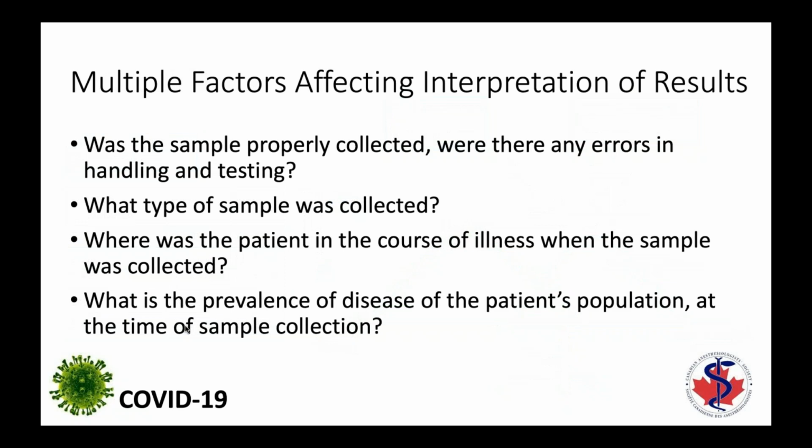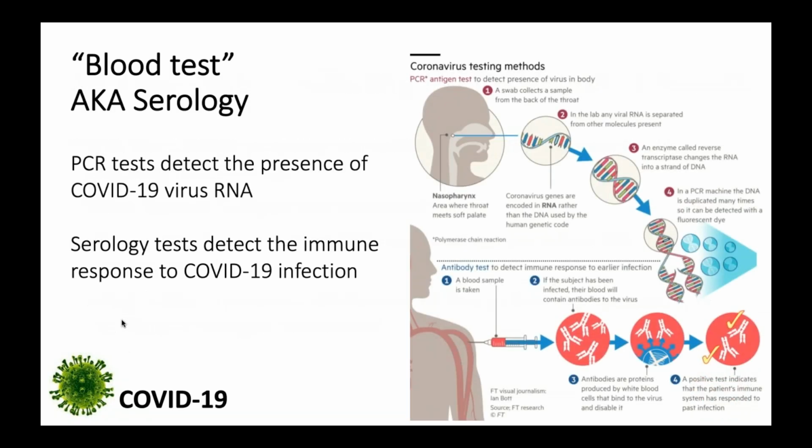So to summarize the issue around clinical performance of an assay, we need to understand that multiple factors affect interpretation of results. So was the sample handled properly? Were there any errors in handling and testing? What type of sample was collected? Where was the patient in the course of illness when the sample was collected? And then finally, what is the prevalence of disease of the patient's population at the time of collection?